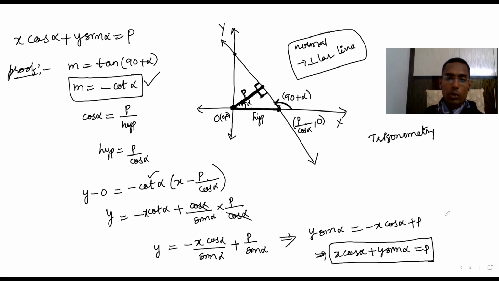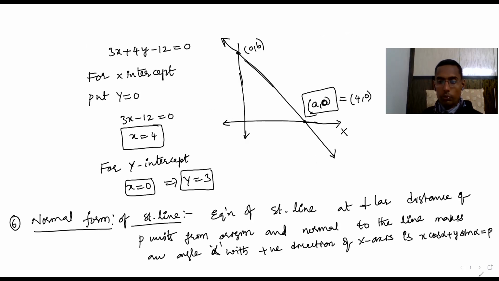So whenever you have the normal form, you should see what is given: the perpendicular distance of the line from the origin is P, and the normal to the line makes angle alpha with the positive direction of the x-axis, measured in the anti-clockwise direction. These two things are given. Then you can find the equation of the line. This is the normal form. So these are the forms you have.